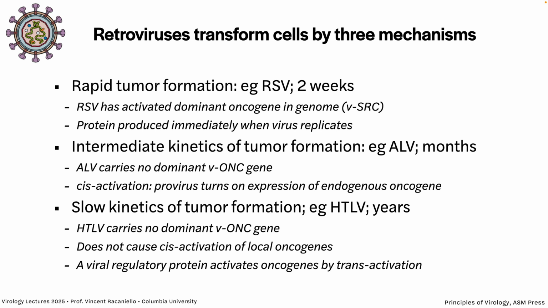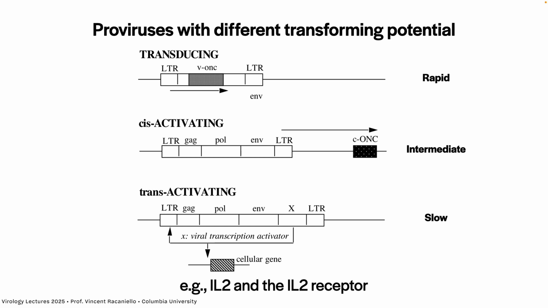Human T-cell leukemia virus, for example. There's no oncogene in the virus. It does not integrate next to an oncogene, but rather it makes a viral protein that activates oncogenes in trans. And so that's how it makes cells divide forever. And these 3 schemes are shown here.